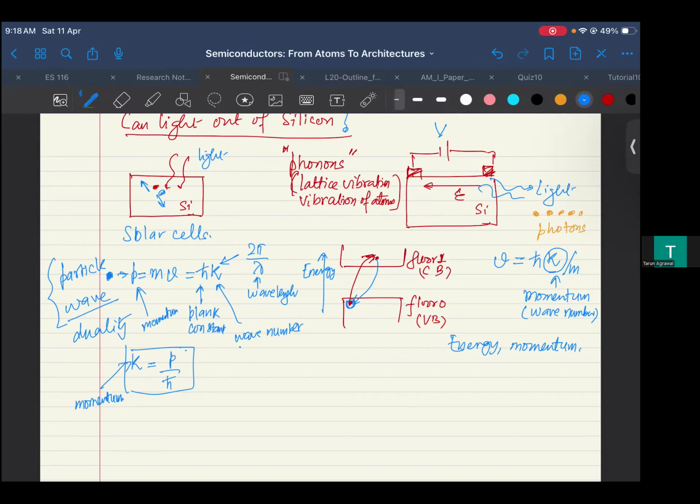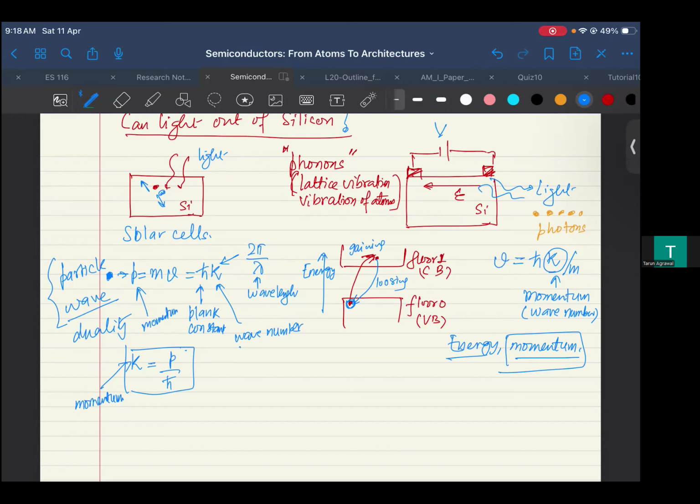Now, when we talk about electrons inside a crystal, it has both energy and momentum, right? As of now, we are going to limit our discussion there: the electron has energy and it has momentum, because it's a moving wave or moving particle. So now the very appropriate question is, what is the role of this momentum? Let's say I am going up, that means I am gaining energy, and when I come back, I am losing energy.